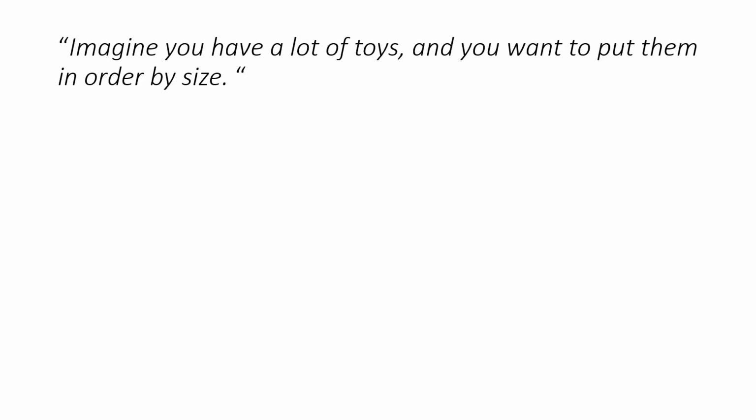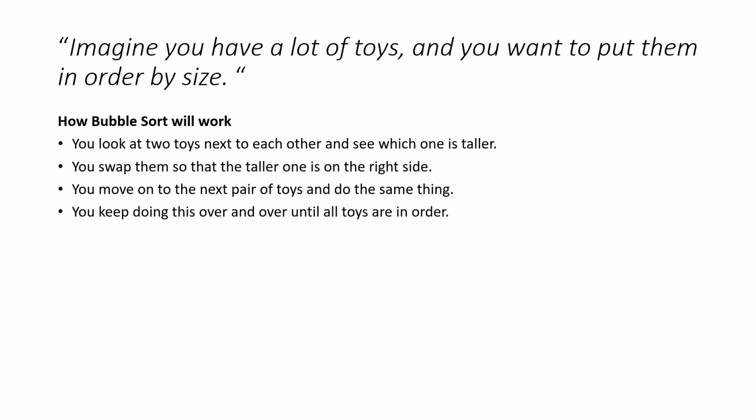To give you more details on how brick sort works, imagine you have a lot of toys and you want to sort them by size. This is how bubble sort works. First, you look at two toys next to each other and see which one is taller. Then swap them so that the taller one is on the right. You move on to the next pair of toys and do the same thing. You keep doing this until they are all in order.